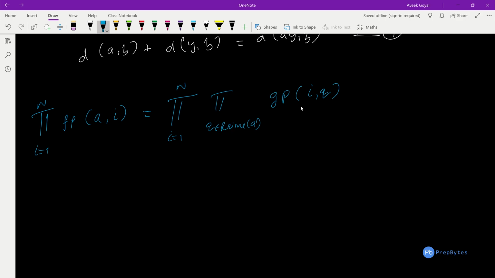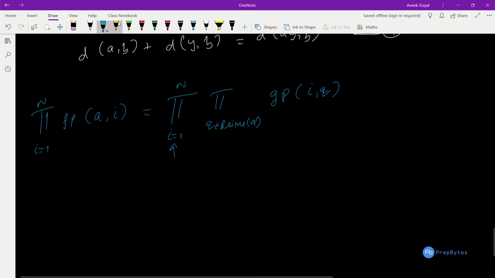The product of all gp, correct? What is f prime? F prime is the product of all gp for each prime factor of a, correct? And we have to find this gp for all the values of I to the n. So therefore this is nothing but the mathematical part. Now let's try to change it.